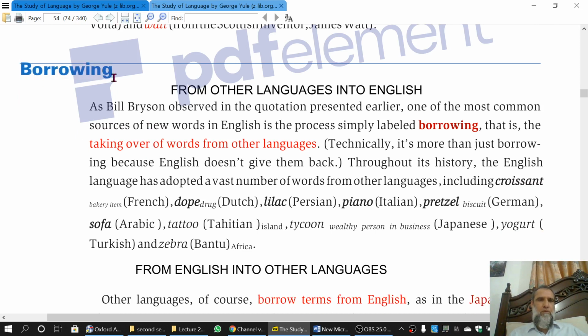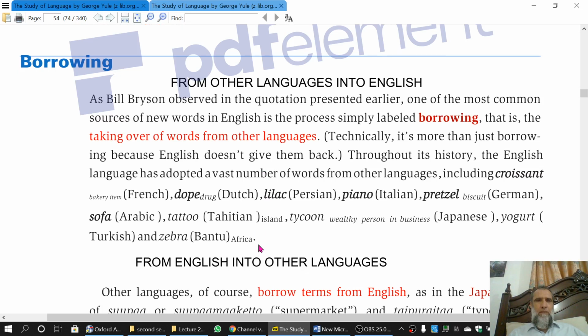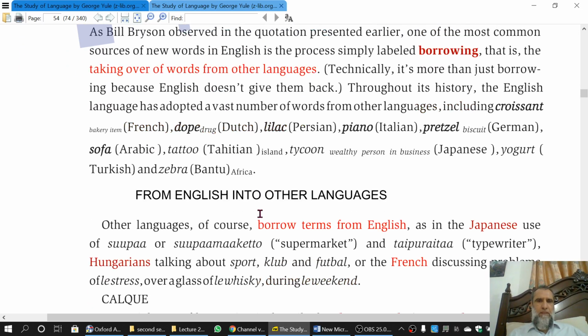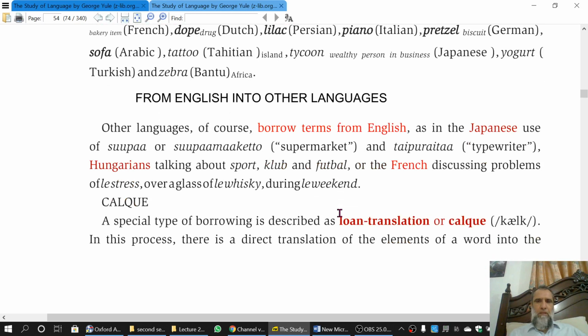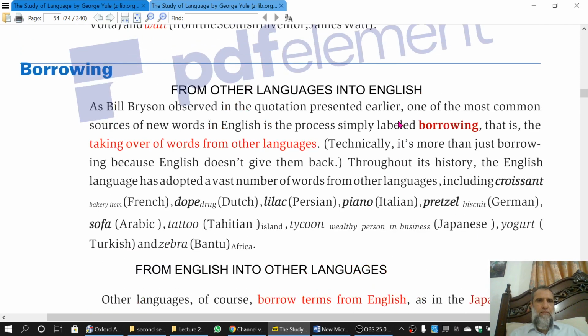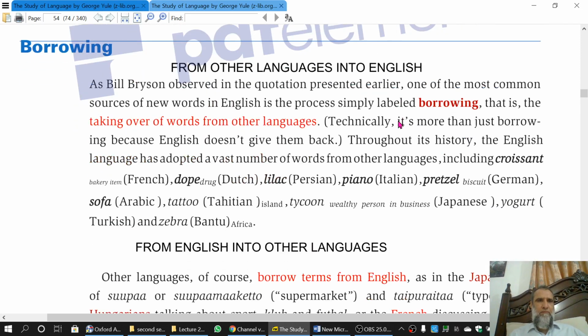borrowing of words, of course, under three different headings. The first one is borrowing from other languages into English. The next is that some other languages have borrowed words from English, so from English into other languages. And the last will be calque, which is a special type of borrowing, also called loan translation or calque. So we will discuss it under these three subheadings.